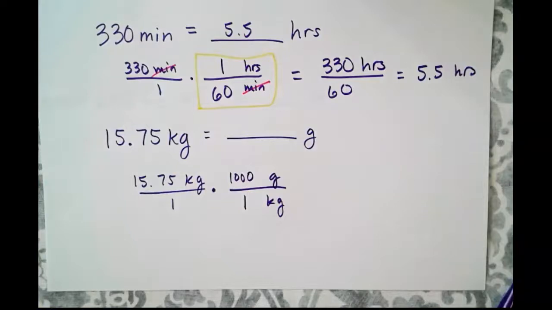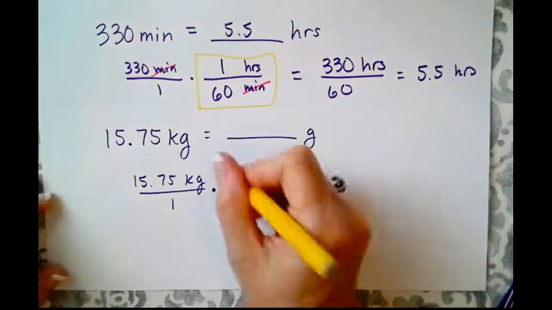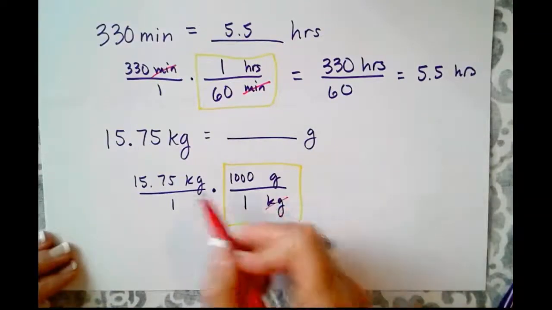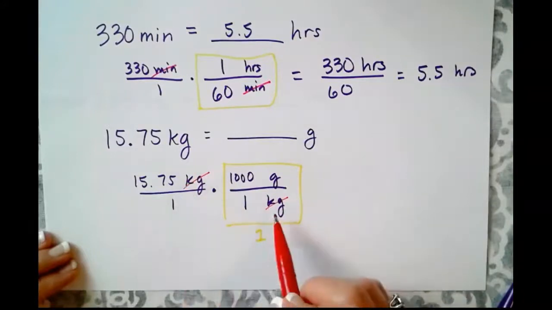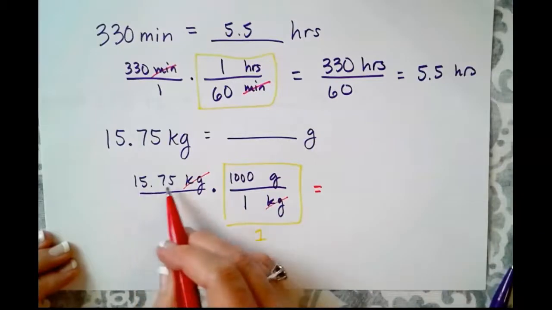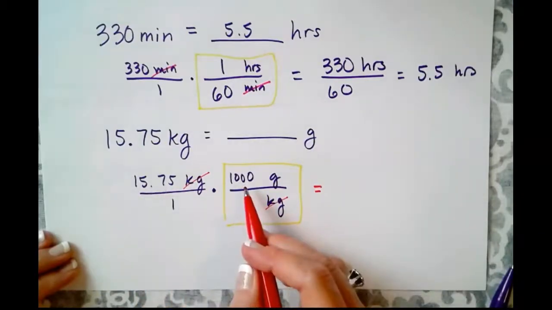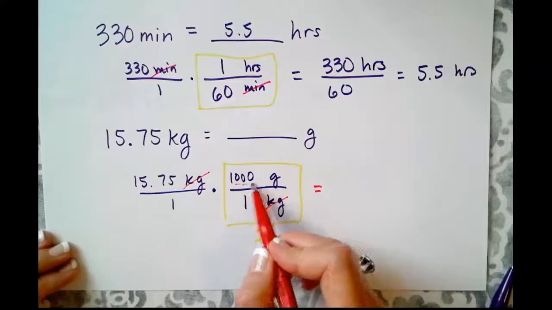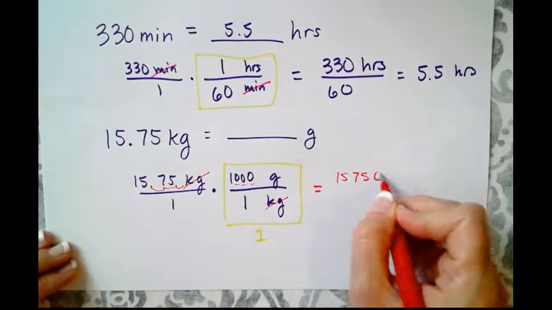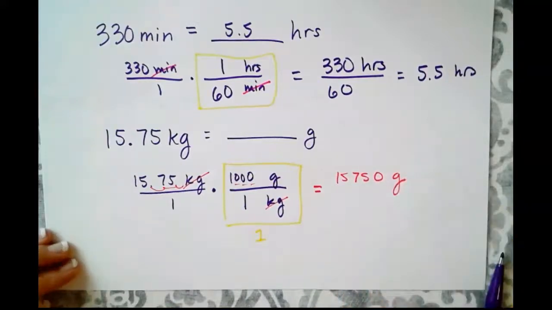So now, here's my unit multiplier. This fraction is equivalent to 1. And when I multiply by 1, I do not change the value of the answer. So kilograms cancel because 1's on the top and 1's on the bottom. What am I left with? I'm left with 15.75 times 1,000. 1, 2, 3 zeros, 1, 2, 3. 15,750 grams is the answer.